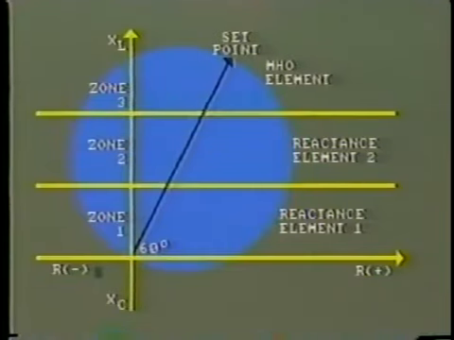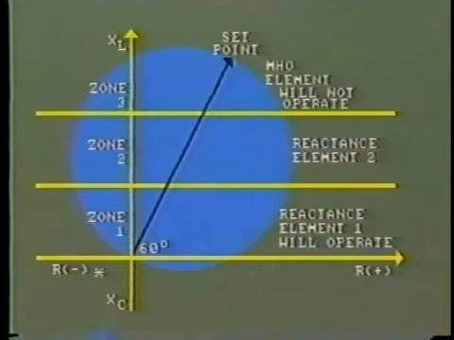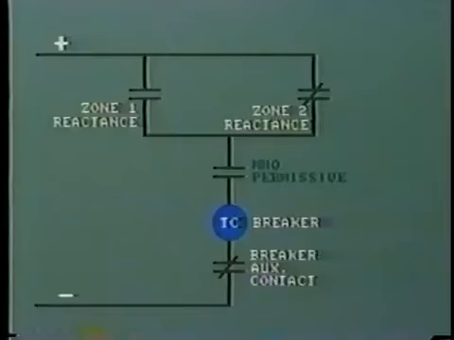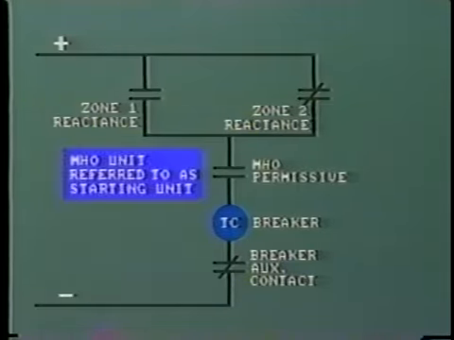If the fault is upstream, the reactance relay will operate. But its tripping circuit will be incomplete because the Mho relay will not have operated and the permissive contacts remain open. Because of this, the Mho unit is often referred to as the starting unit, since it must operate before other units in the relay can trip out the circuit.